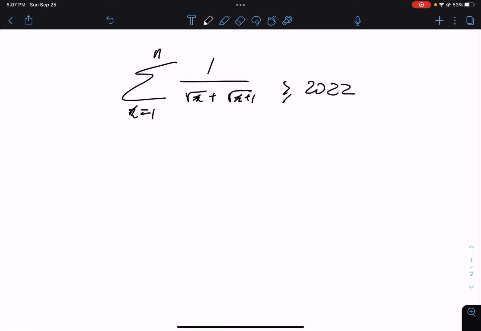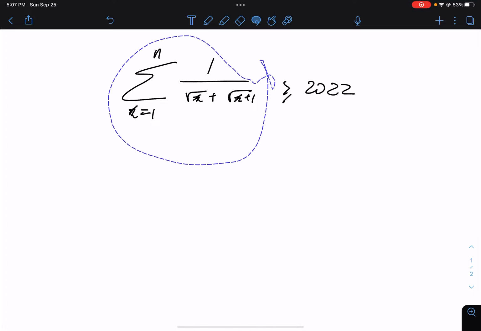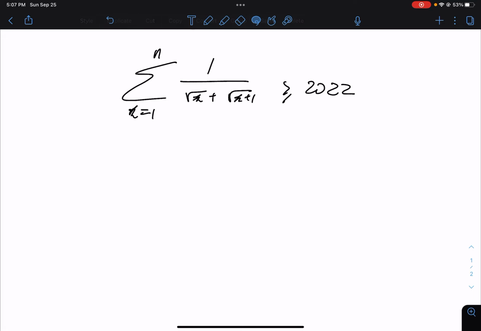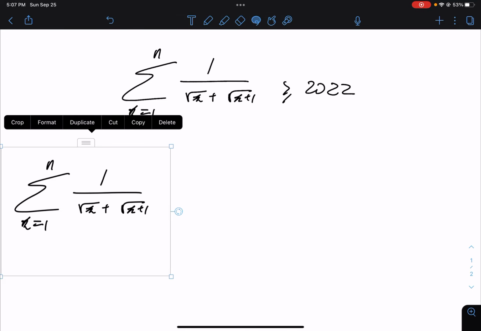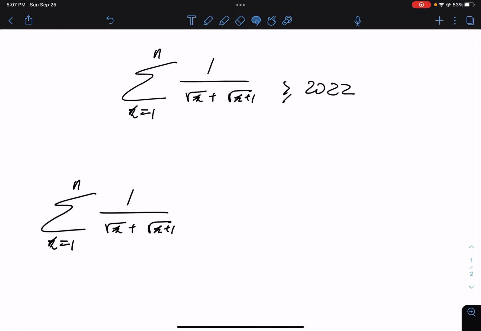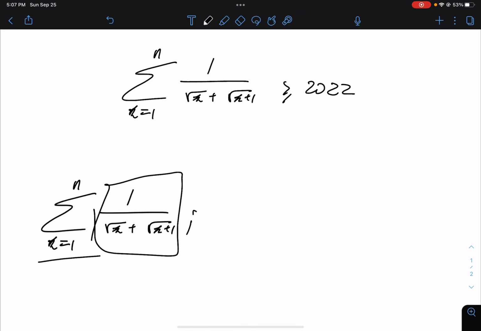And how are we going to find the n value? I suggest that we start with the left-hand side. So let's isolate the left-hand side. Let me copy the left-hand side. So I have isolated the left-hand side and let's work on it. To isolate it even more, let's remove the sum for now and only work on the equation.